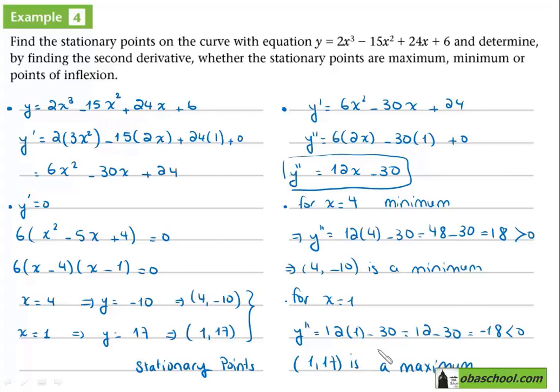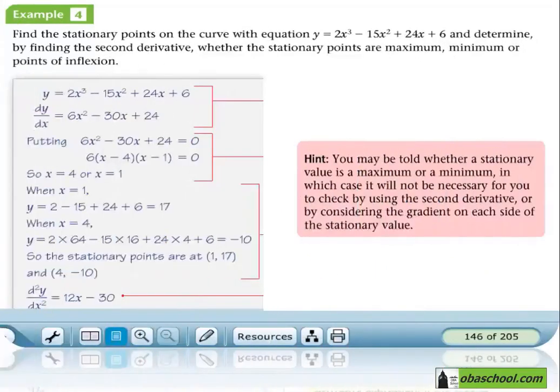You simply calculate the second derivative and you substitute the x to find the y double prime and to find the sign. Look at the book. We took the y, we took the gradient, putting that the gradient is equal to 0. Look at this hint. You may be told whether a stationary value is a maximum or a minimum, in which case it will not be necessary for you to check by using the second derivative or by considering the gradient on each side of the stationary value.